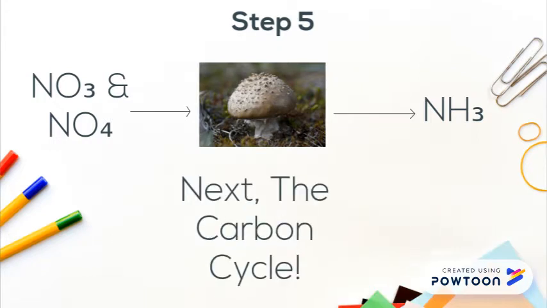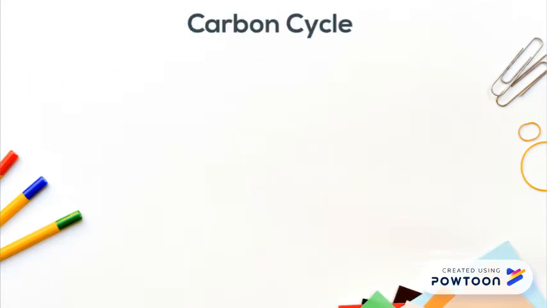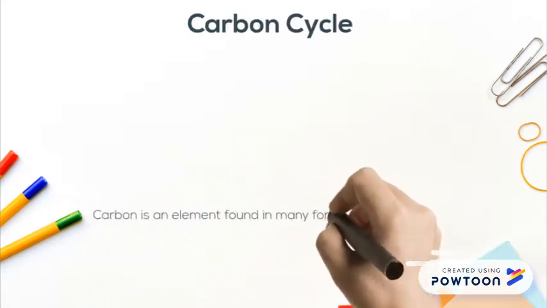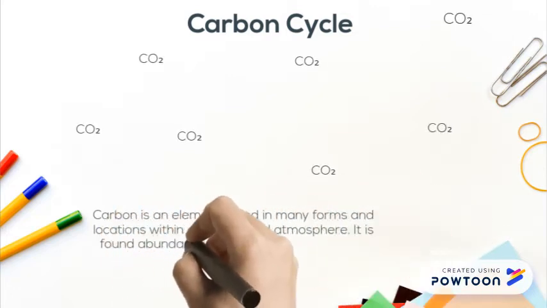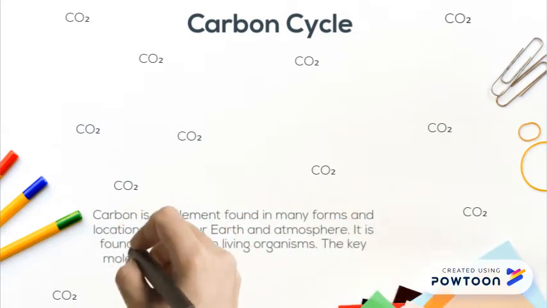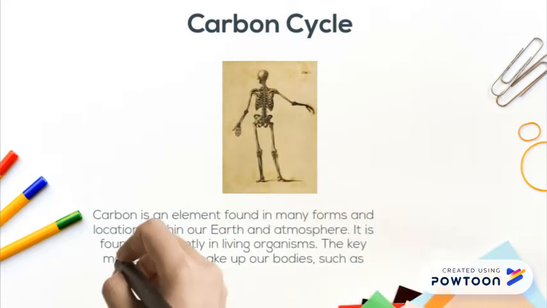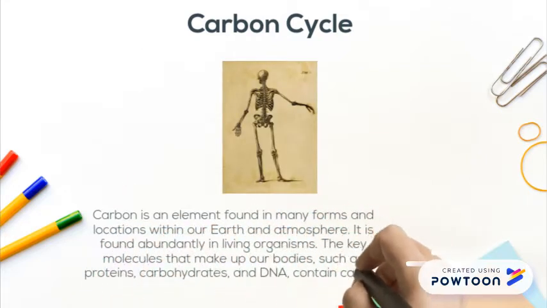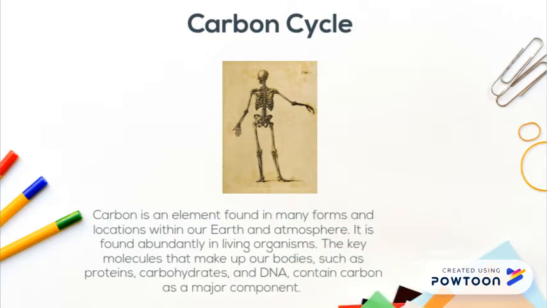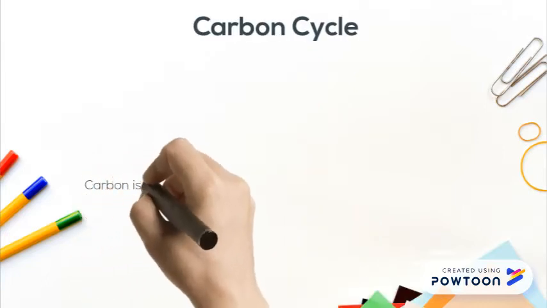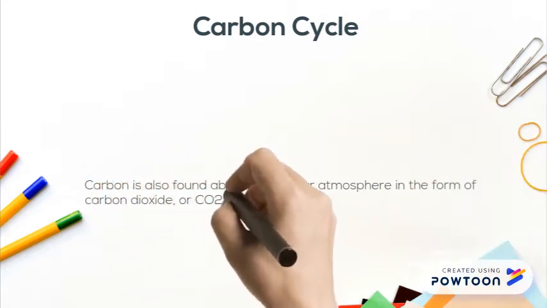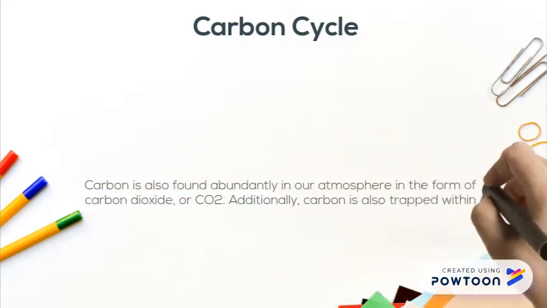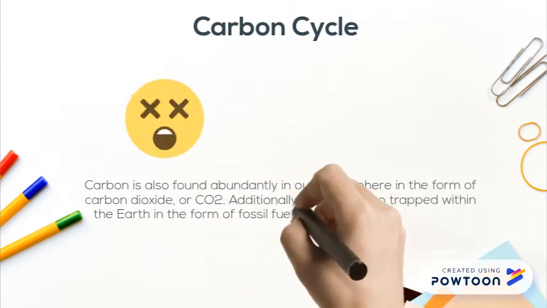Next, the carbon cycle, presented by Lucas Gatti. Carbon is an element found in many forms and locations within our Earth and atmosphere. It is found abundantly in living organisms. The key molecules that make up our bodies, such as proteins, carbohydrates, and DNA, contain carbon as a major component. Carbon is also found abundantly in our atmosphere in the form of carbon dioxide, or CO2. Additionally, carbon is also trapped within the Earth in the form of fossil fuels.